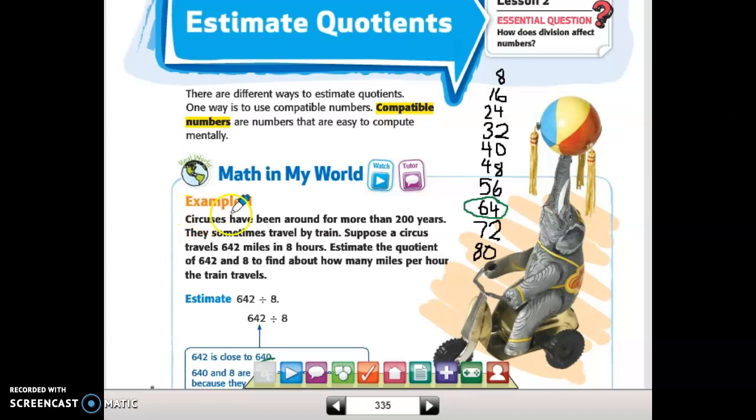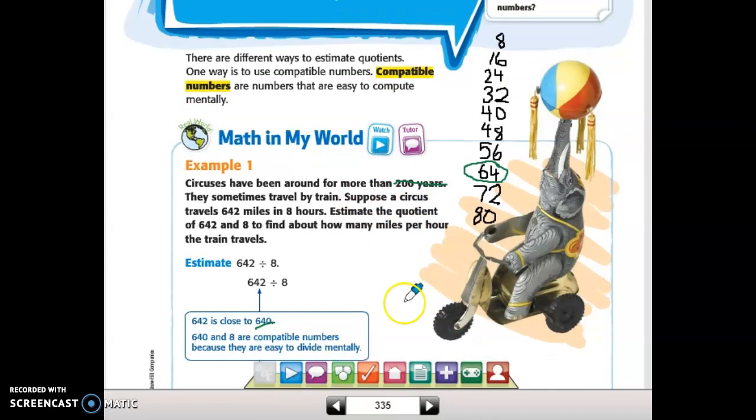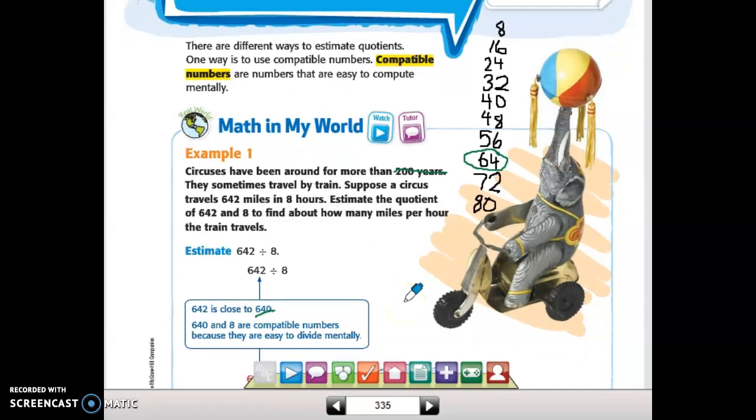Let's look. Circuses have been around for more than 200 years. They sometimes travel by train. Suppose a circus travels 642 miles in 8 hours. Estimate the quotient of 642 and 8 to find about how many miles per hour the train travels. Side note, extra information: 200 years is not needed to solve this problem. So they just threw that in there as a challenge for us, but we're not going to get tricked.